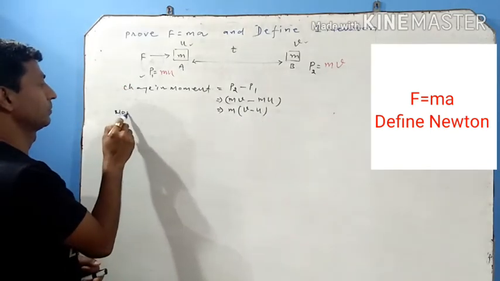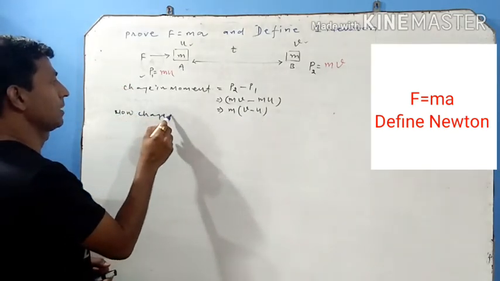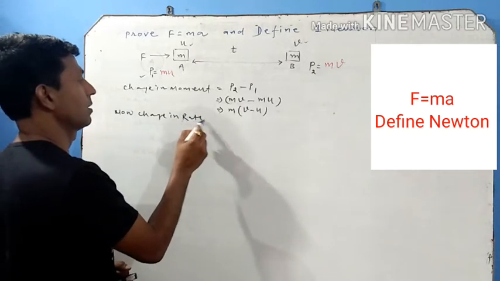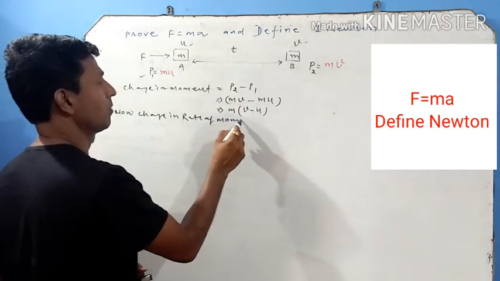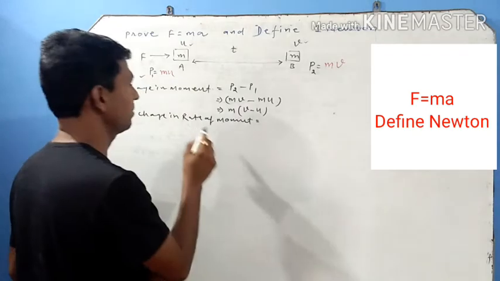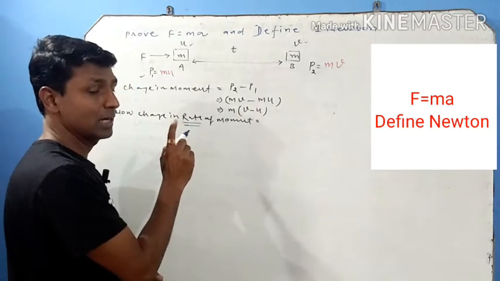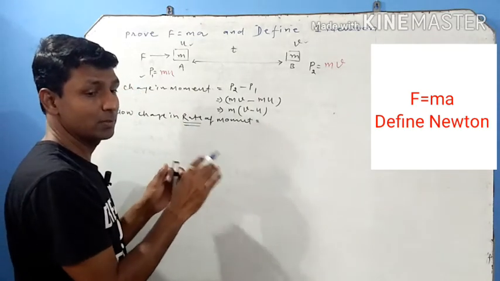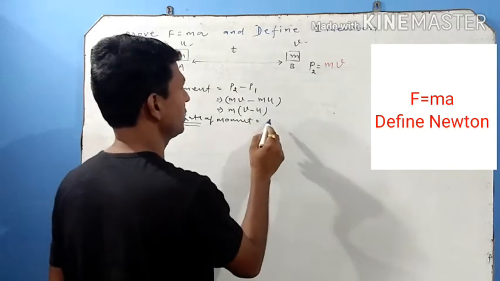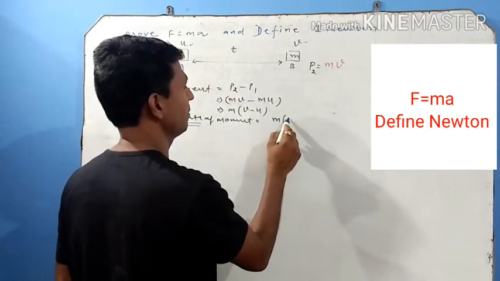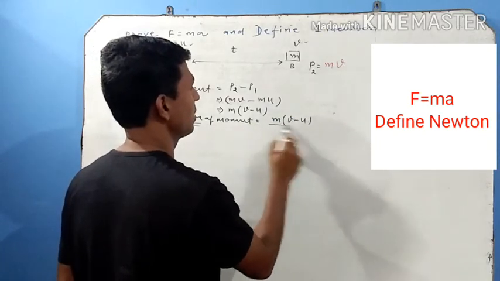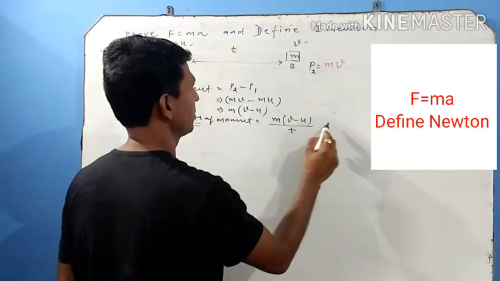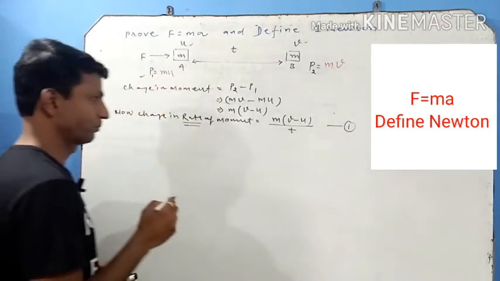Now the change in rate of momentum. Always keep in mind rate. In my previous lecture I have told you rate is always considered with respect to time. So change in rate of momentum can be written as m(v minus u) upon t. Give it equation number 1.